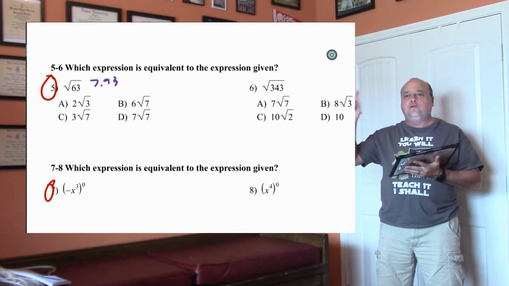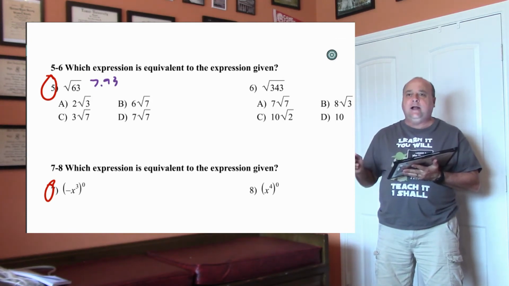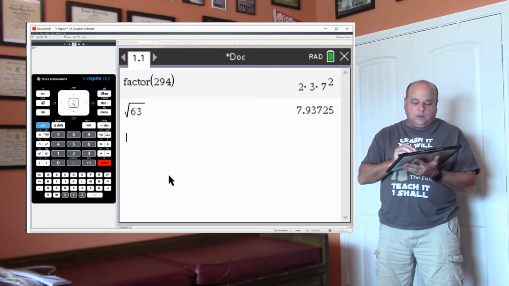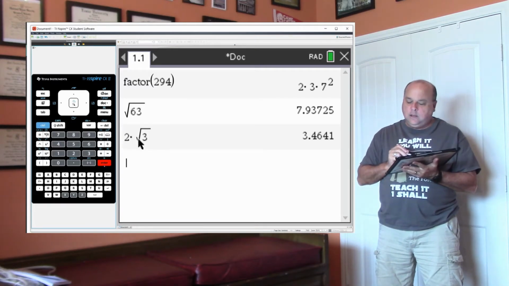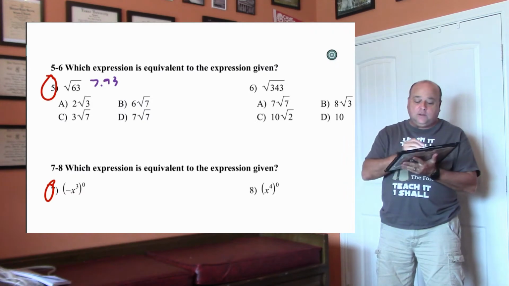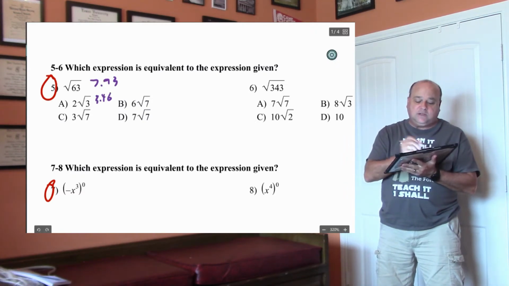Now then, I'm going to go through all of the other choices and write down the decimals. So 2 square root of 3. 2, Control X squared, 3. 3, hit enter. 3.46. That's not the same, is it? Now then, if you do it this way, you need to write down those decimals.